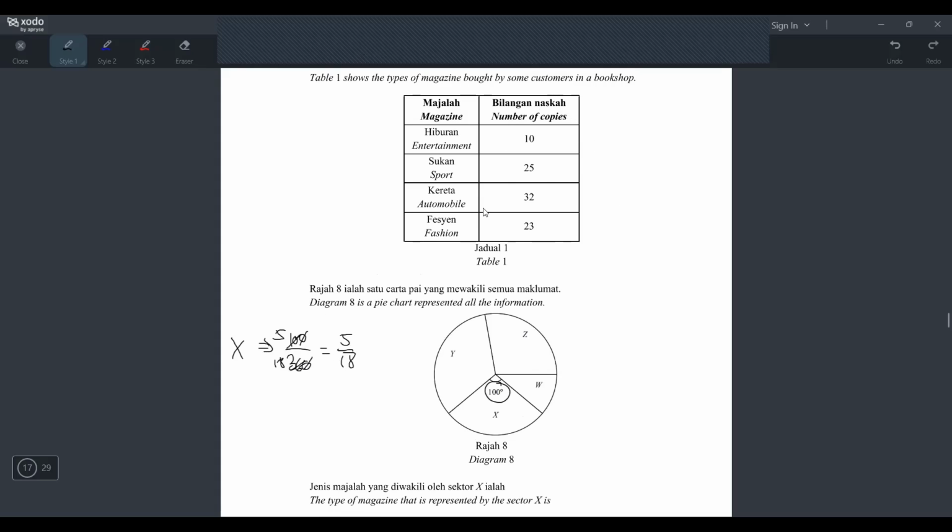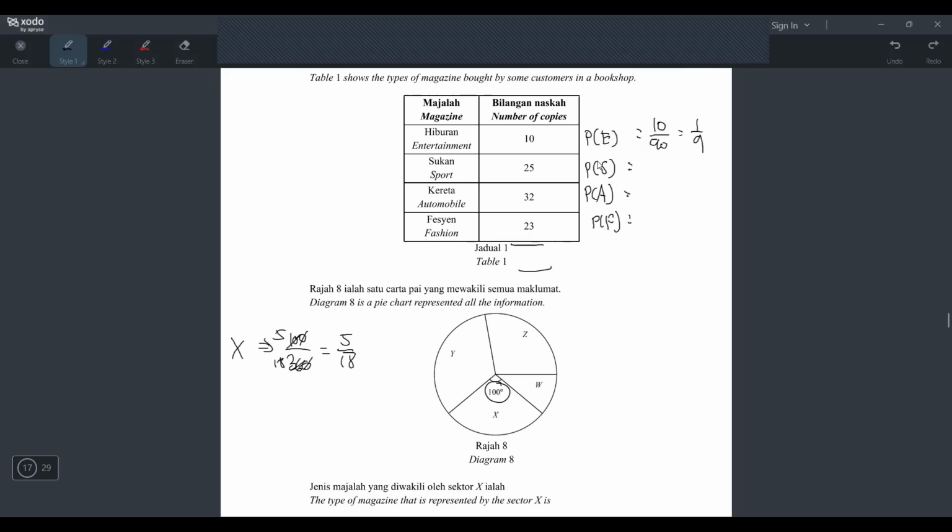So which probability is 5 over 18 here? Let's calculate the probability for entertainment. Let's write E here: probability of entertainment, and calculate probability of sport, automobile, and fashion, and see which one is 5 over 18. How to get the probability of entertainment? You take the number of entertainment, divide by the total. Number of entertainment is 10. Total is how much? Let's add all these numbers: 35 plus 32 plus 23. Okay, 90. So the probability of entertainment is 1 over 9, right? Which is not this one.